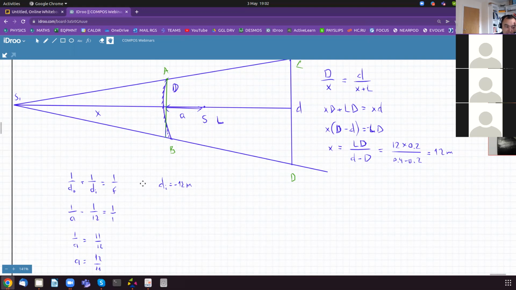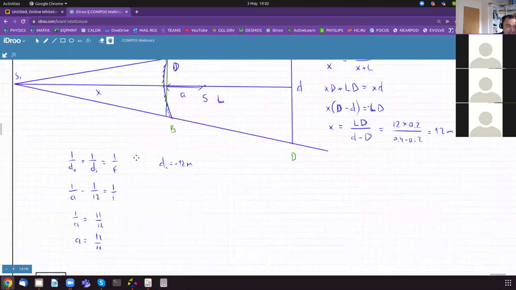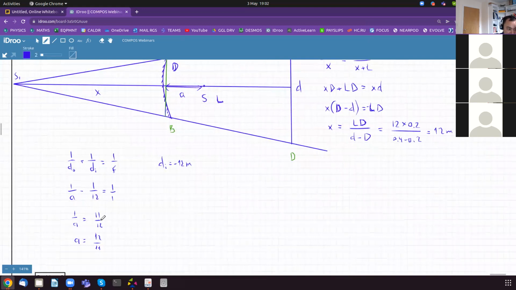Oh, it's plus, of course. No, no, no. It's 13 over 12, 12/13ths. So it's less than the focal distance, and that makes perfect sense. 12 over 13, which is 0.9 to 0.92 meters.